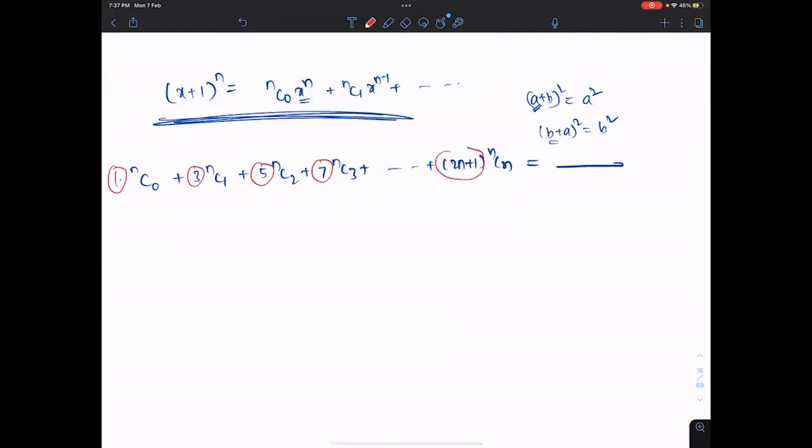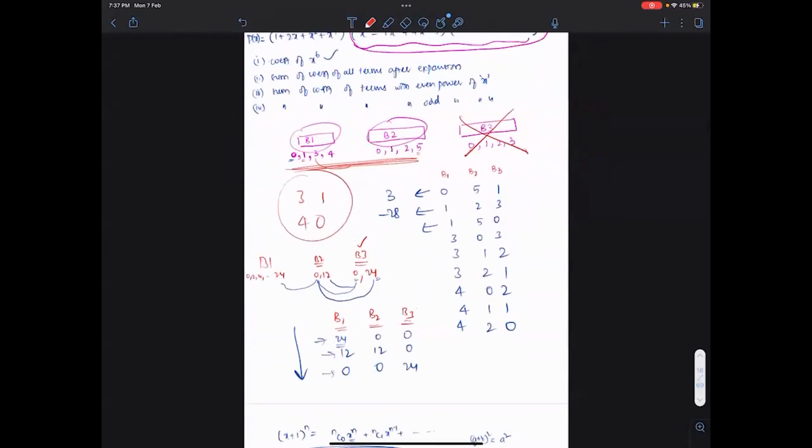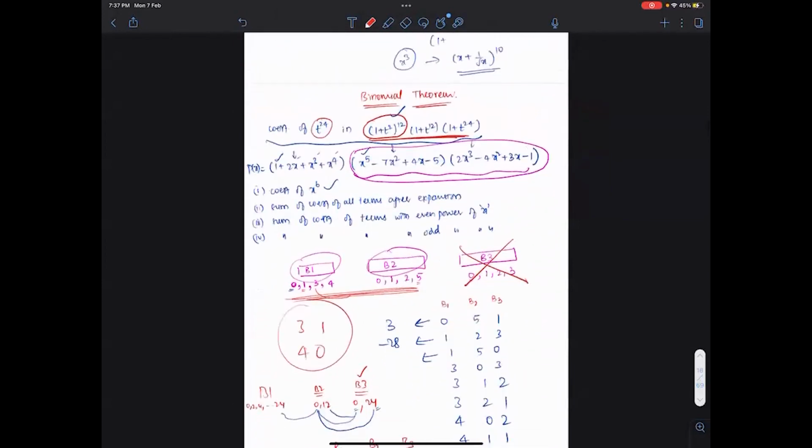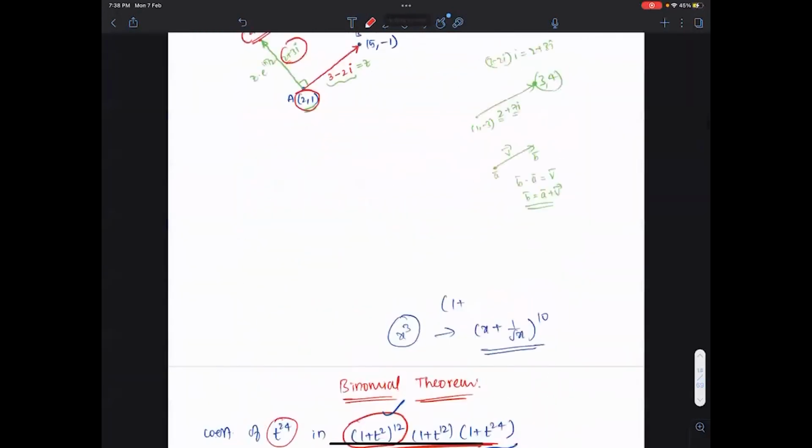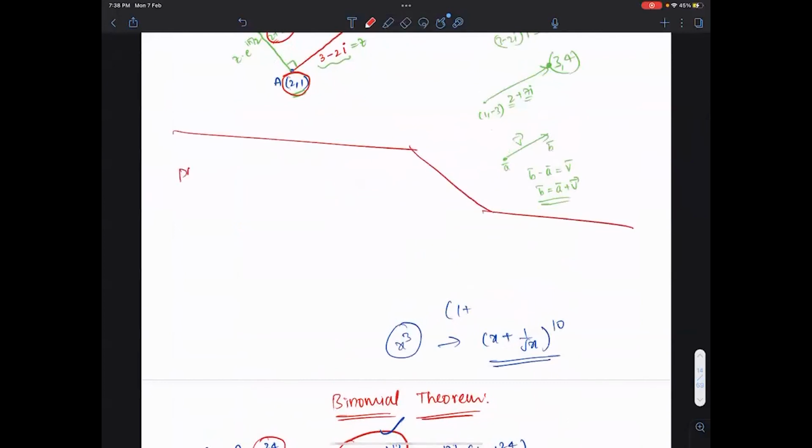Sorry, I forgot in the previous question, the two parts I didn't explain. The sum of coefficients of all the terms in the expansion is P of 1. Whenever you have a polynomial, let's say P of x is equal to a0 plus a1x plus a2x square plus so on till an x power n. Then what will be P of 1? a0 plus a1 plus a2, that is the sum of all the coefficients. What will be P of minus 1? a0, and wherever odd powers are there, you will get minus, otherwise plus.